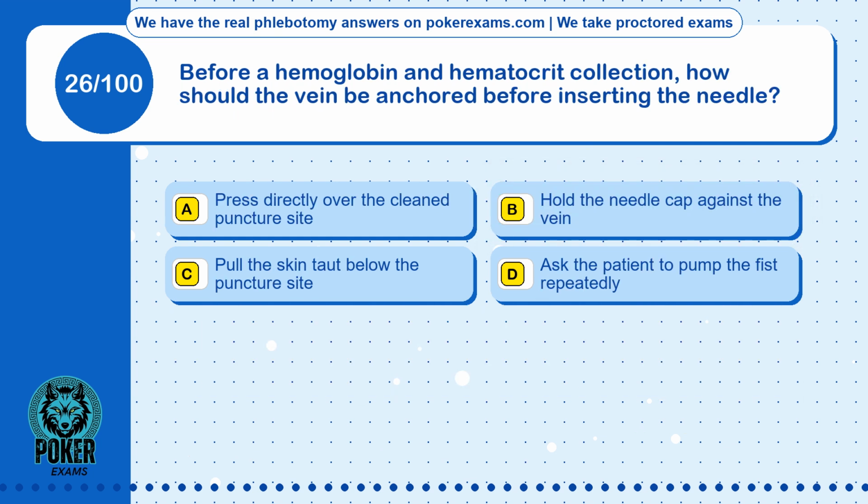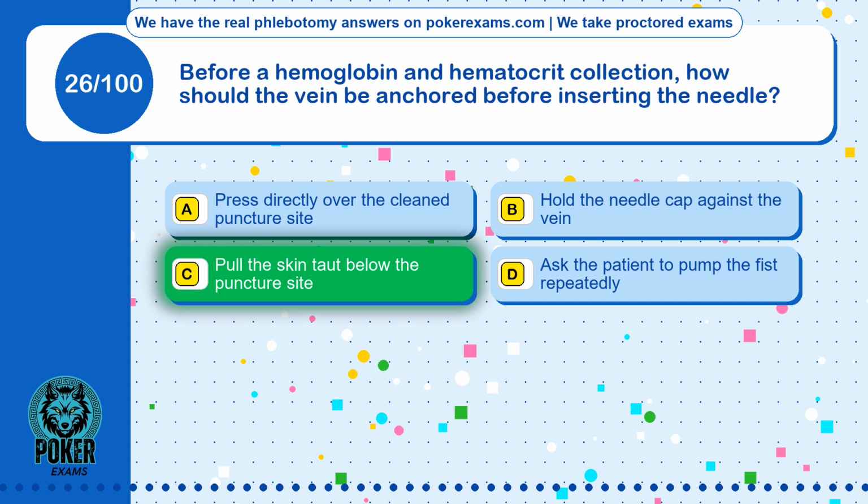Question 26. Before a hemoglobin and hematocrit collection, how should the vein be anchored before inserting the needle? Option A: press directly over the cleaned puncture site. Option B: hold the needle cap against the vein. Option C: pull the skin taut below the puncture site. Option D: ask the patient to pump the fist repeatedly.